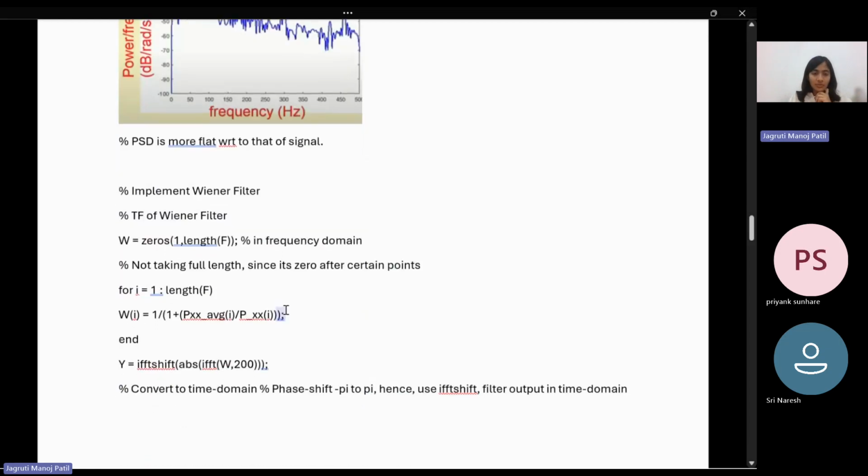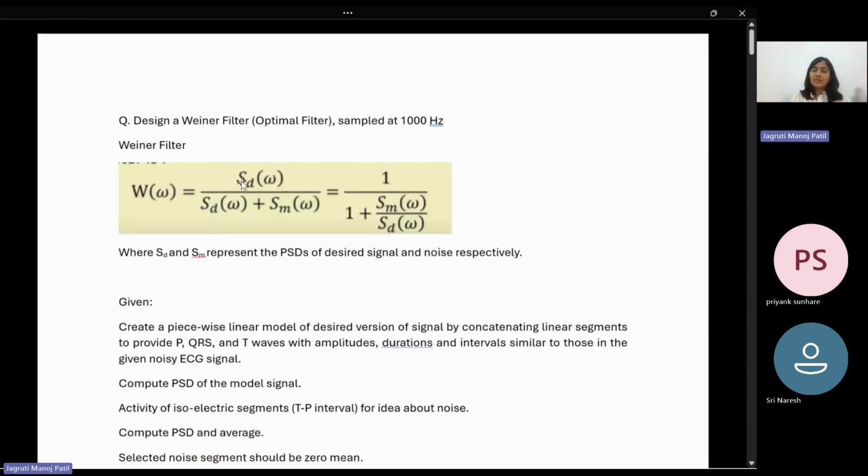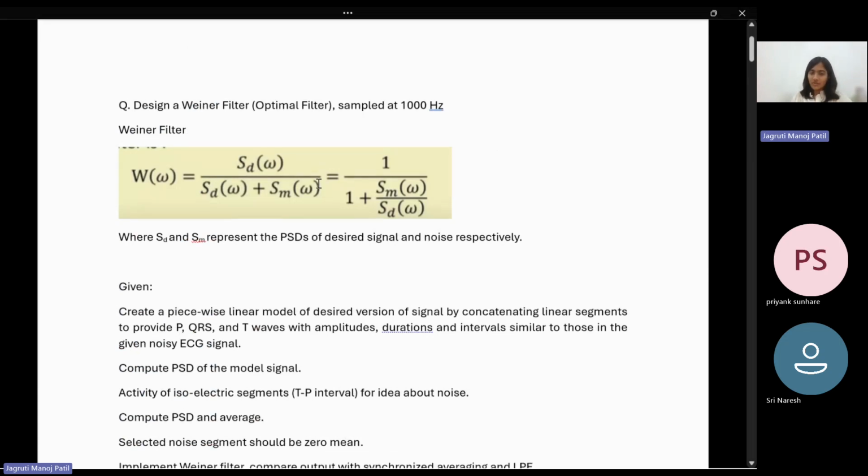Yes. So now what you have to do is implement the Wiener filter. There is a transfer function of the Wiener filter that will be given to you, similar to this one. It is nothing but the desired signal divided by the combined total of the desired signal as well as your noise signal.